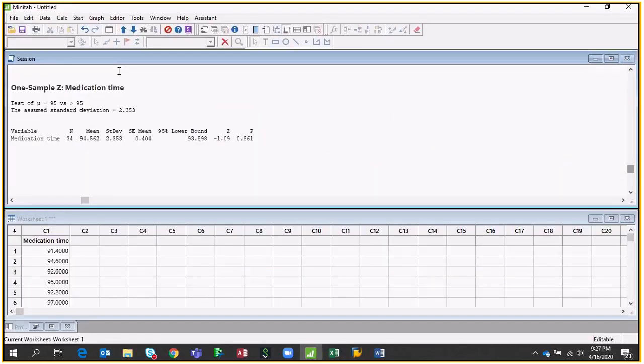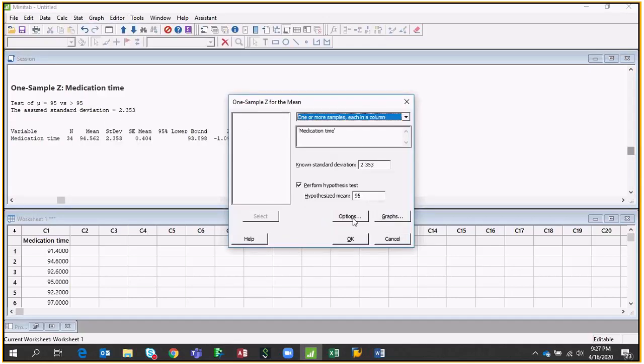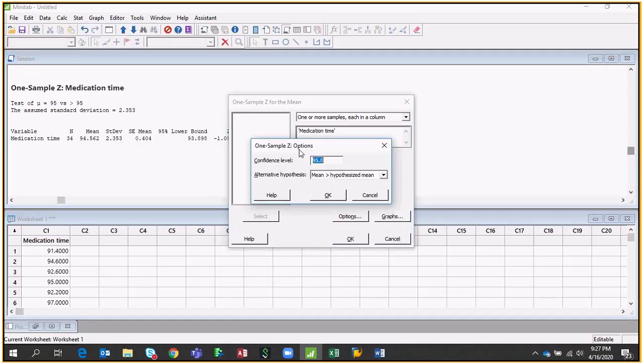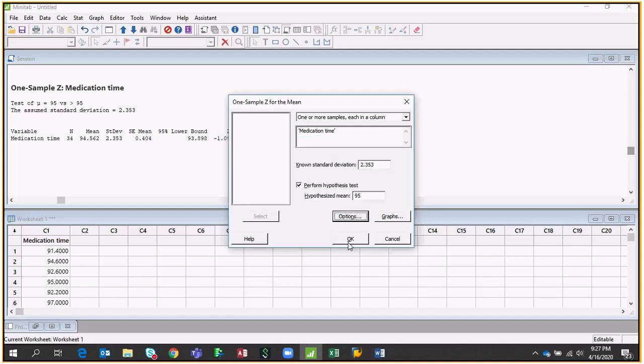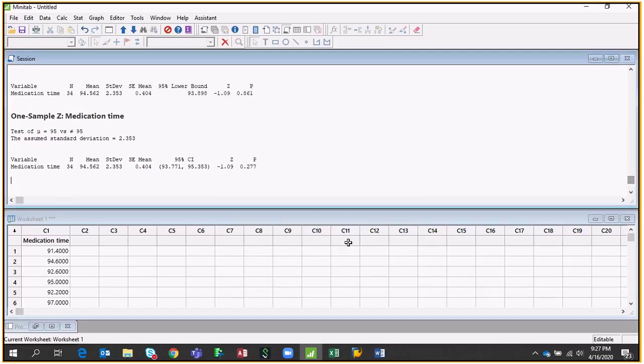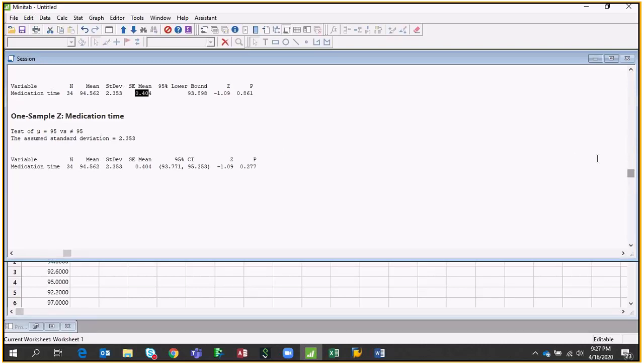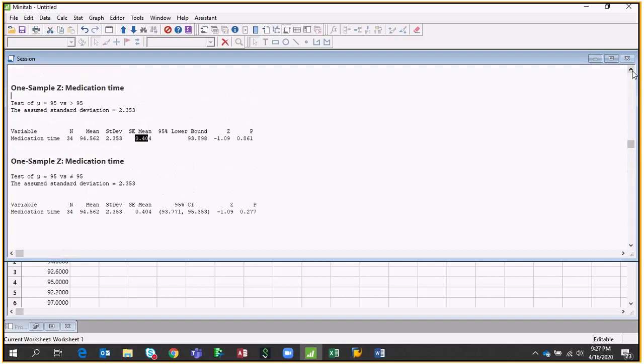Now let me show you the last one. The last one, let me press Control E, is your not equal case. Just go to this, click not equal, click OK, and click OK. Now you see an interesting thing. Here your standard error of mean is the same. Here also it's the same, and on the top also you have seen it's the same, right? Let me increase the size for you.